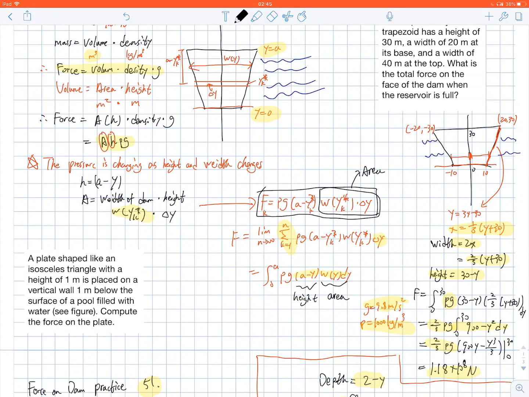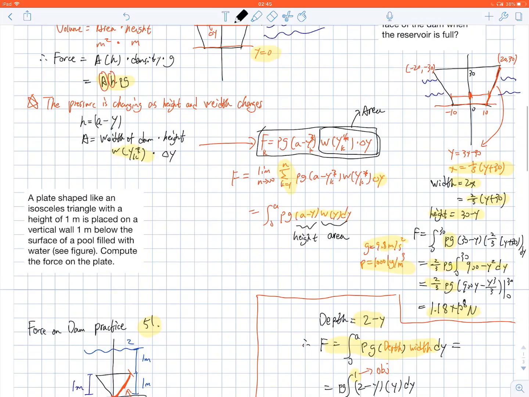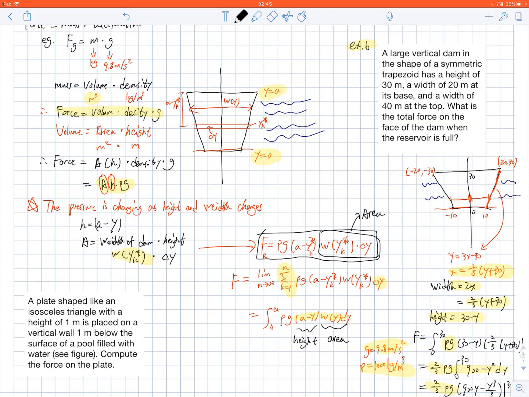Great. So that's just for one slice, and we all know that if you want to get the mass or the force on the entire thing, we just have to add them all together, decrease the width, and increase the number of slices. After all of that, we get a definite integral of p times g times the height times the area, and the range goes from 0 to a. However, we're going to talk about some exceptions later, but we're just going to dive into example 6 right now.